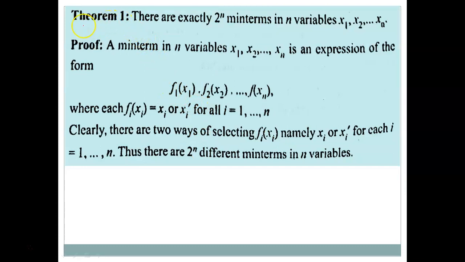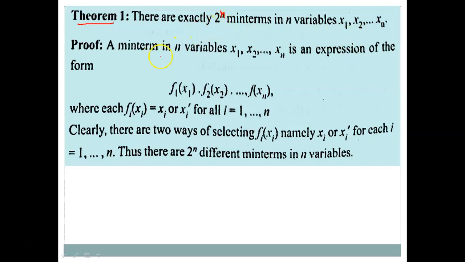Now one theorem is there. There are exactly 2 raised to power n minterms in n variables x1, x2 and xn. Suppose a Boolean expression consists of n Boolean variables x1, x2 and xn, and we want to find the maximum number of minterms in that Boolean expression, that will be equal to 2 raised to power n.